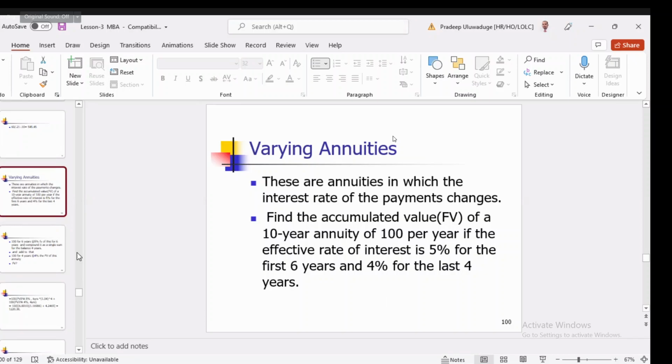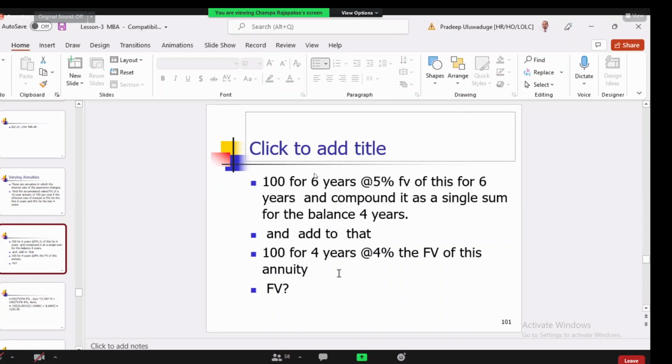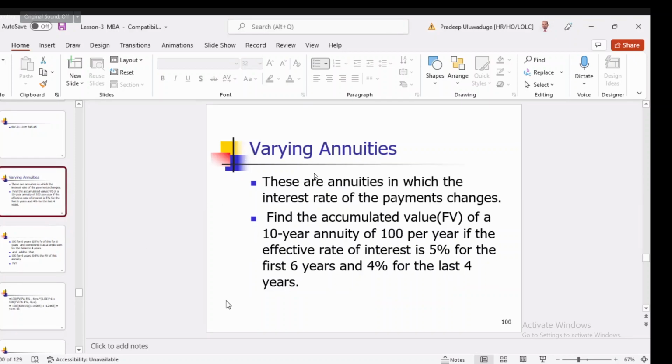Right? So let's see what we are supposed to do. 100 for 6 years at 5%. Future value of this for 6 years, and compound it as a single sum of money for the balance 4 years. And add to that 100 for 4 years at 4%, the future value of this annuity. Right? Did you get it? Now the annuity is for a period of 10 years, 100 rupees, and for the first 6 years you get 5% interest. Balance 4 years you get 4% interest. So how are we to calculate the future value?